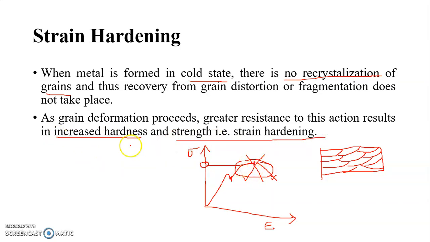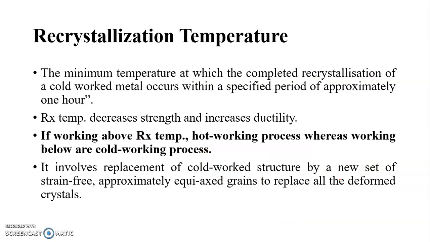In strain hardening, the hardness of the material is also increased due to the irregular size and shape of the grains in the materials. We can improve properties like toughness for further hot working process, but in the cold working process there is no fragmentation of the grain or recovery of the grain. Therefore, here the hardness and strength of the material increase.